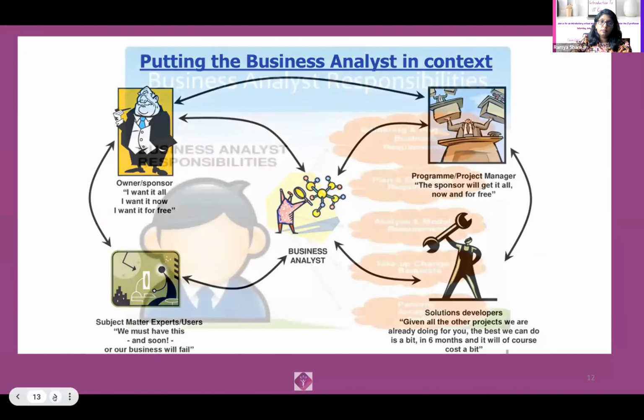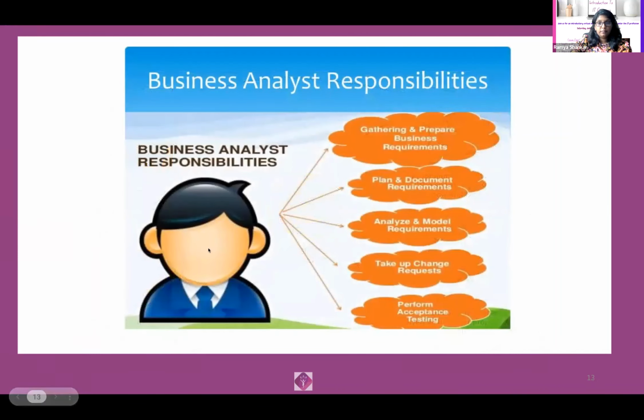Moving on, what are the responsibilities? The real responsibilities. They are involved in every phase of the project management cycle, right? So in the first phase, they are responsible for gathering and preparing all these business requirements from the stakeholders. In the planning phase, they bring all the requirements to the table and document them so that the resources are allocated accordingly. During the execution phase, they help with the analysis and also help to model all these requirements so that the technical team can understand better.